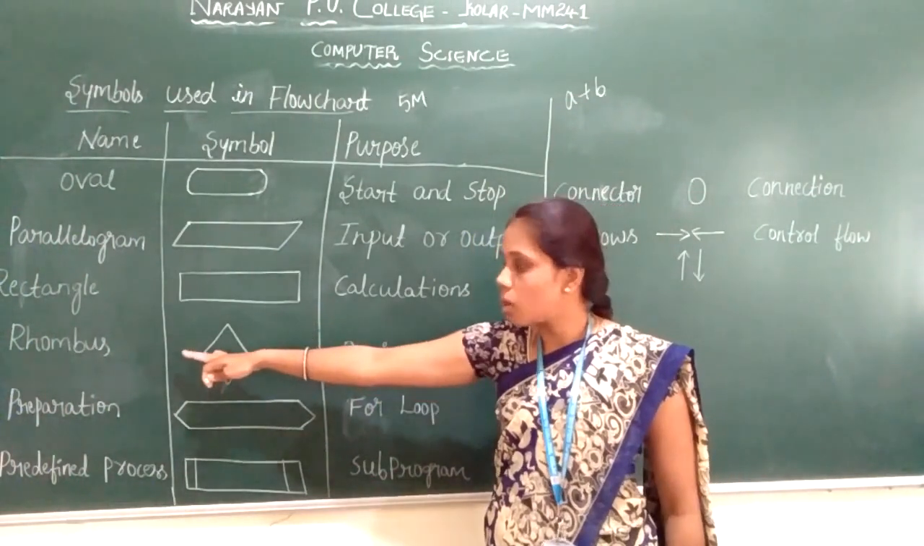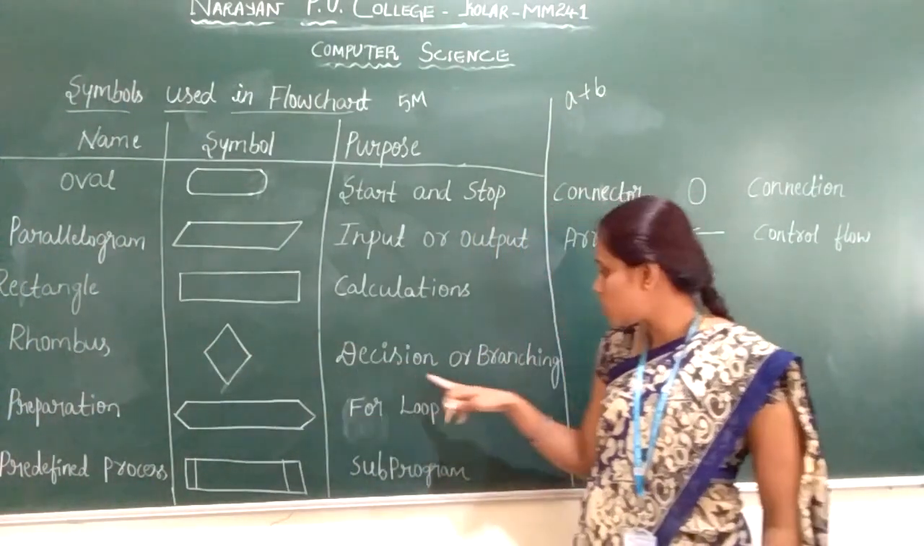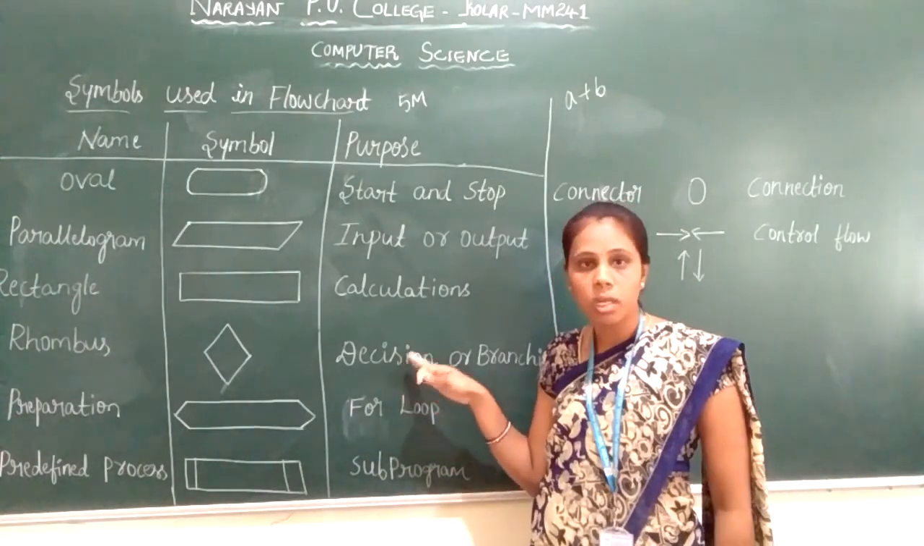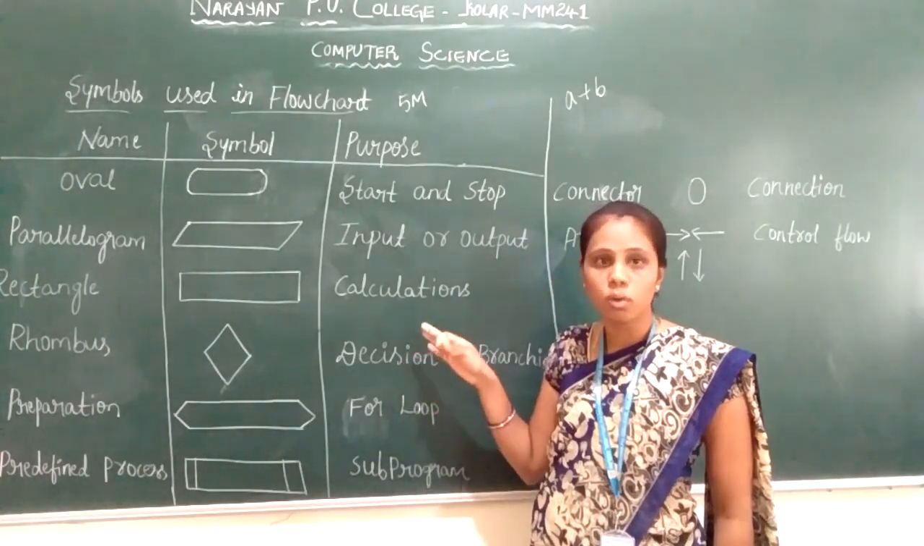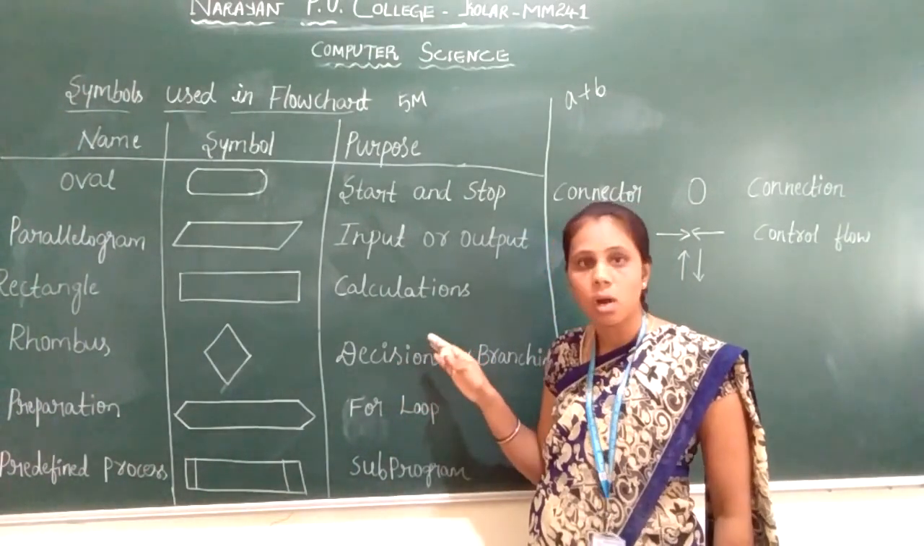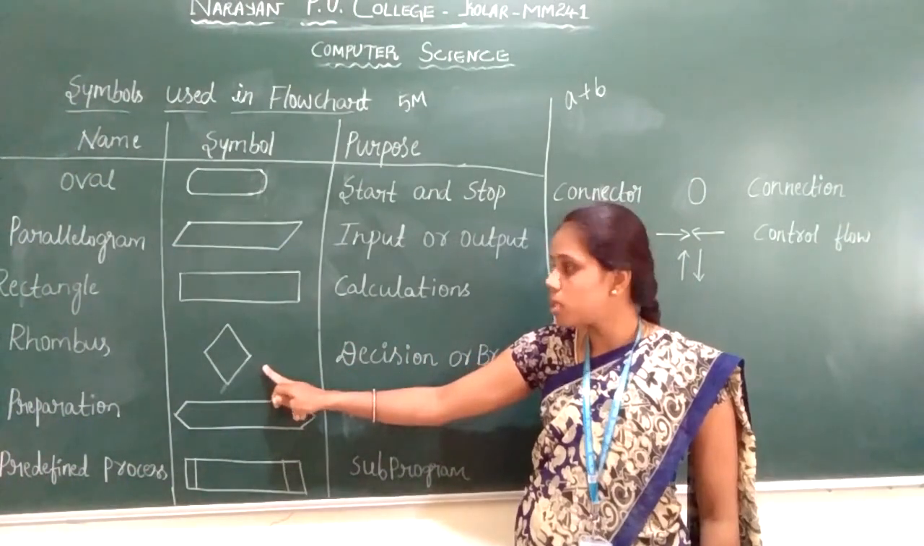Next symbol is rhombus. Rhombus is the symbol used for decisions or branching. Decision in the sense that in any program, in any flowchart, we will have two or more choices. When we are making any decisions or choices according to the requirements, we use this decision rhombus for decision or branching.